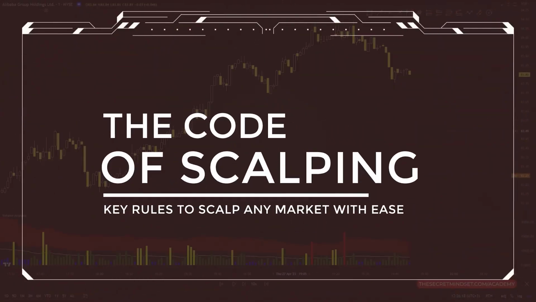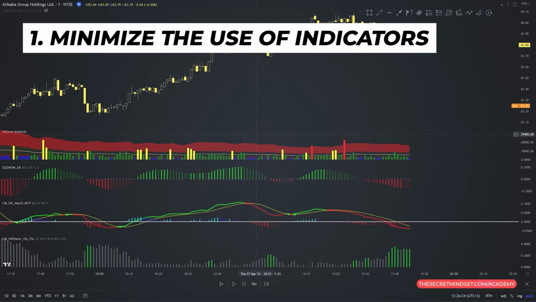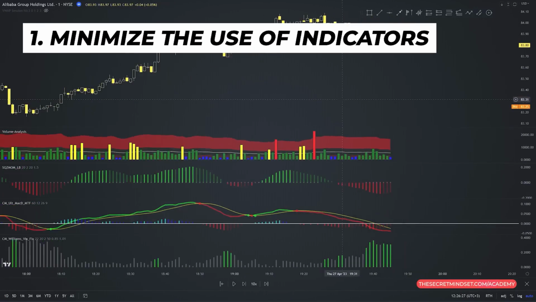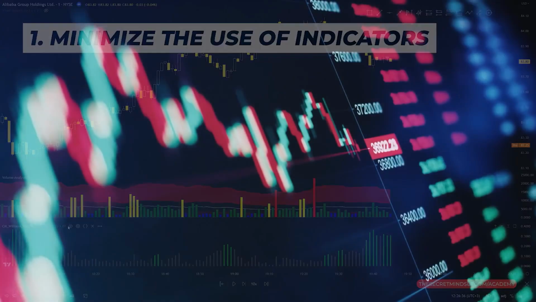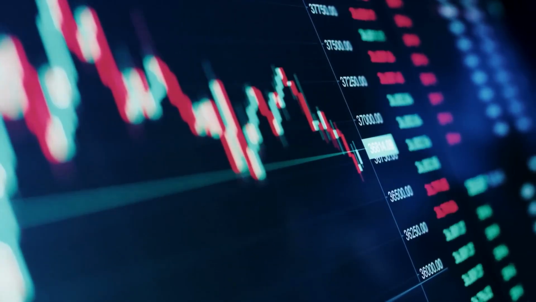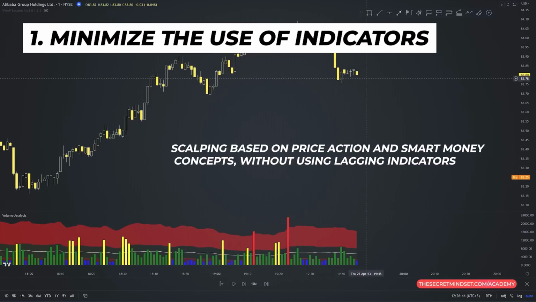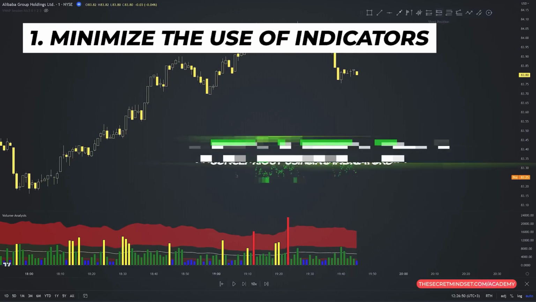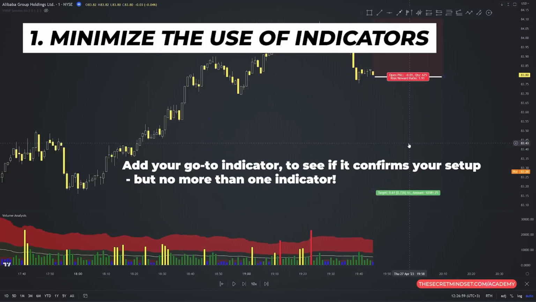Now, if you want to scalp the market successfully, you must follow some rules. The first rule is that you should minimize the use of indicators. It may be tempting to start adding a couple of indicators to confirm a setup, but you should avoid doing this. As a scalper, you want to catch minor movements in a market, which means you need to make quick decisions. I prefer scalping based on price action and smart money concepts without using lagging indicators. But if you find a setup and you're not sure if it's worth taking or not, add your go-to indicator to see if it confirms your bias. But that's it, don't overdo it.